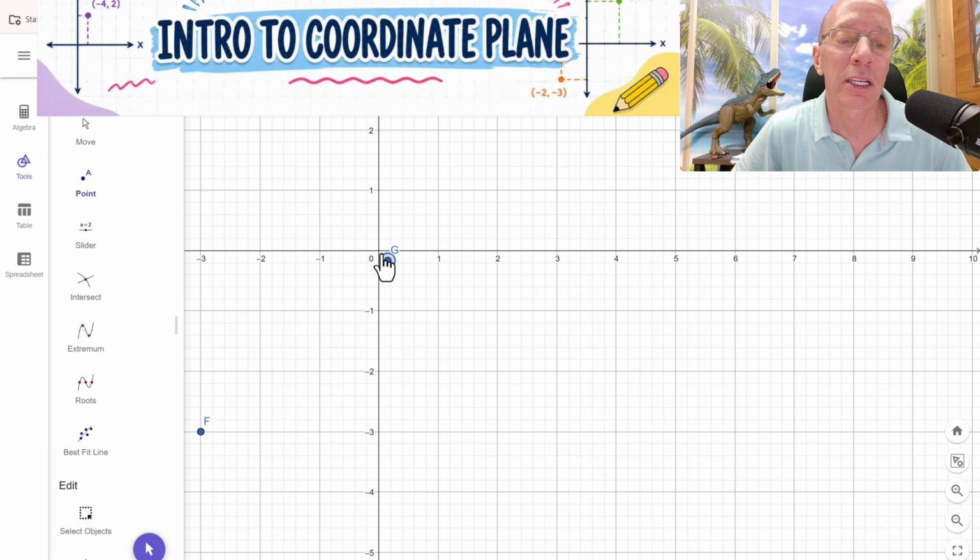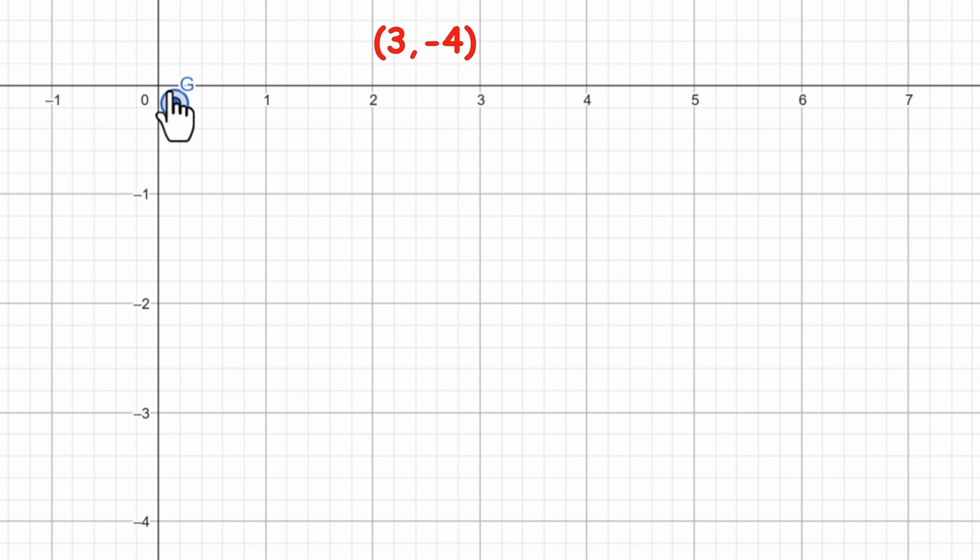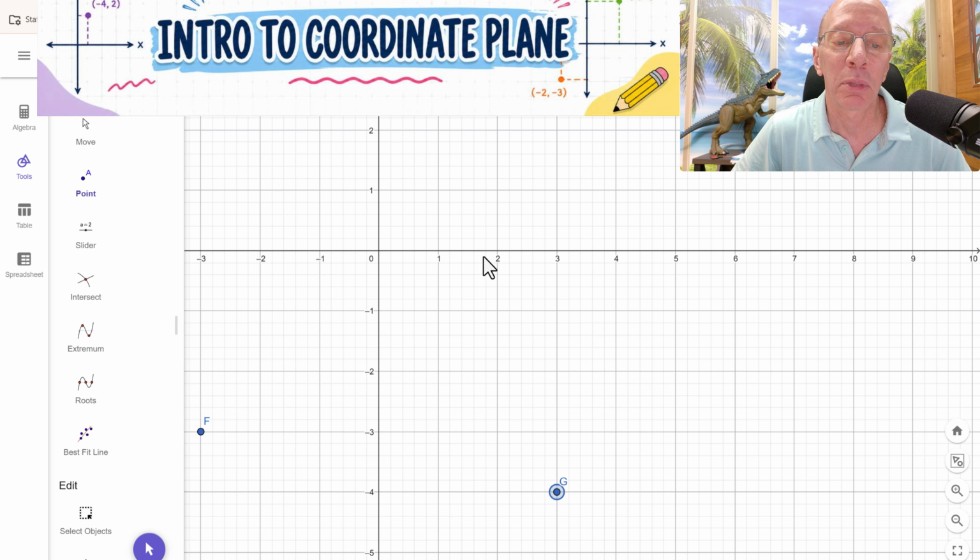Now 3, we're going to start at the origin. We're just going to move over 3. Here's 1, 2, 3. And now since we're doing a -4, we're going to move down 4: -1, -2, -3, -4. So here we placed a point at 3, -4.